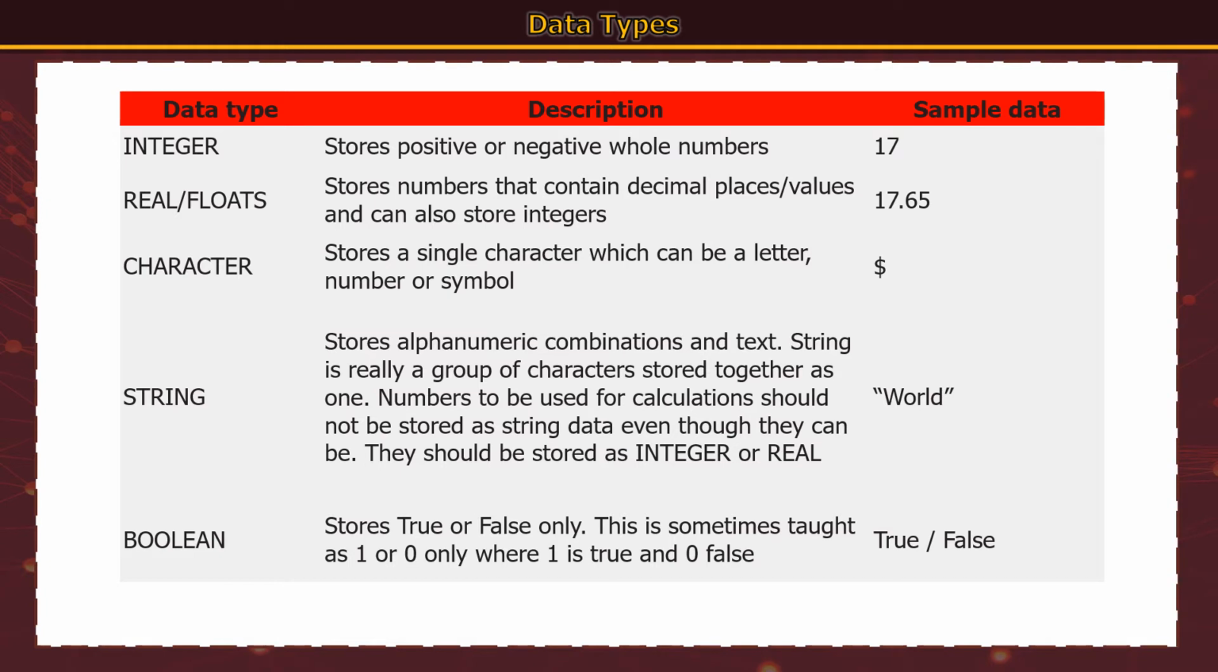You need to know the different data types, including integer, which is a whole number, such as 17, a real or float, which is the same thing. An example of this would be 17.65. A character, which is basically a single letter, number or symbol on its own. For example, the $ sign on its own, the letter A on its own, or the number 1 on its own. Strings are made up of a combination of any characters. A boolean is a true or false statement. This is sometimes compared to the 1 or 0, basically binary.